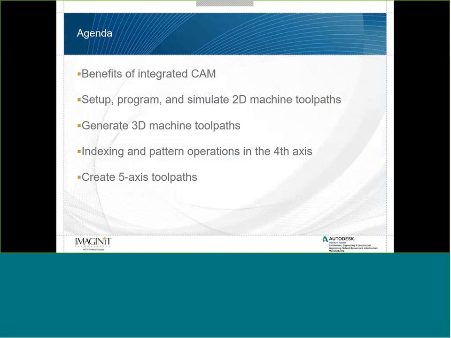So the basic agenda that we're going to follow for this is to talk quickly about the benefits of integrated CAM. Then we're going to set up, program, and simulate some 2D machine tool paths. Then we'll step over and generate some 3D machine tool paths. Then we will continue up the dimensional stack, if you will, and look at indexing and pattern operations in the 4th axis, or around the A-axis. And we will also finish up by taking a look at creating some 5-axis toolpaths.